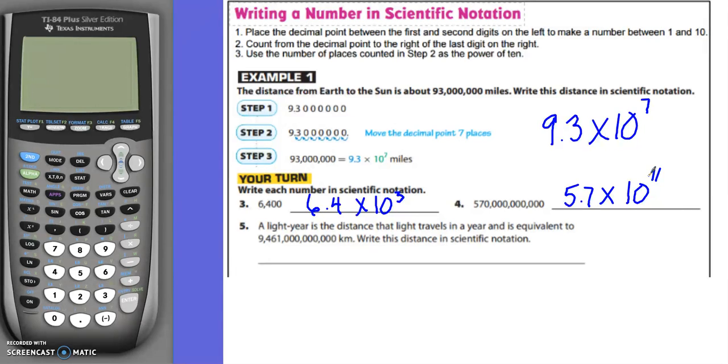All right, last one. A light year is the distance that light travels in a year. So write this distance in scientific notation. We are going to write 9.461 times 10, and we're going to count over to the right. 1, 2, 3, 4, 5, 6, 7, 8, 9, 10, 11, 12.